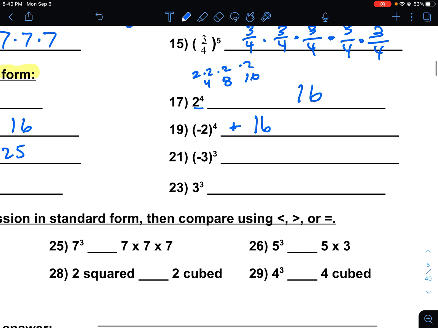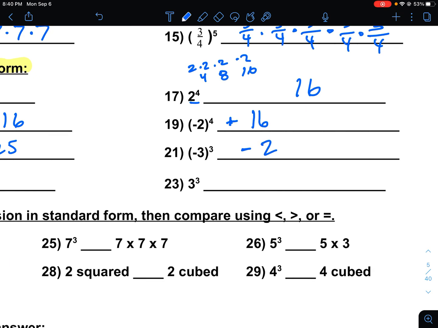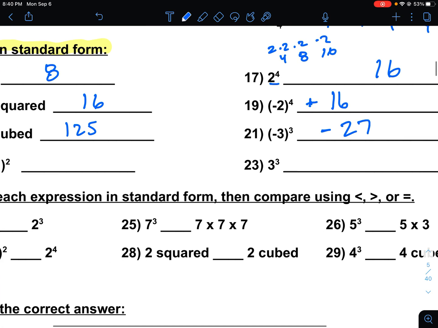Negative 3 to the 3rd power. Let's think. Let's look at the exponent. There are 3 negatives, so a negative times a negative times a negative, you're going to end up with negative. Remember, an odd number of negatives being multiplied together means you're going to have a negative answer. So 3 times 3 is 9, and 9 times 3 is 27. So negative 27 is your answer.